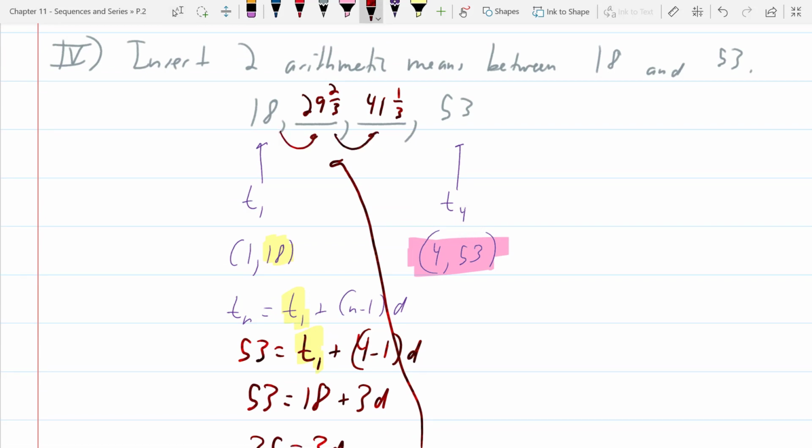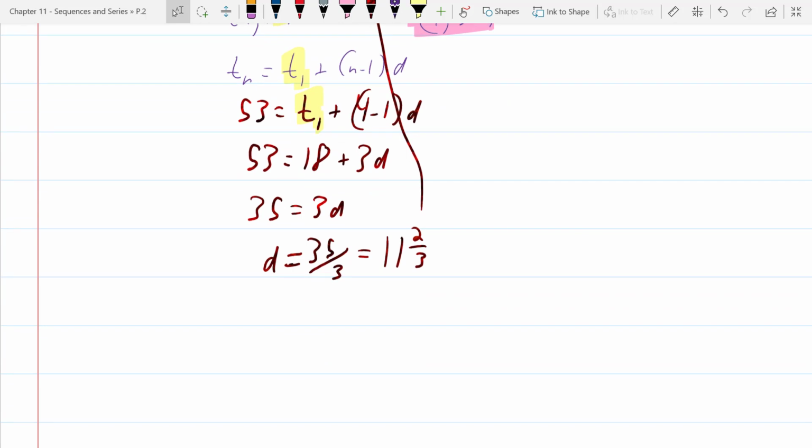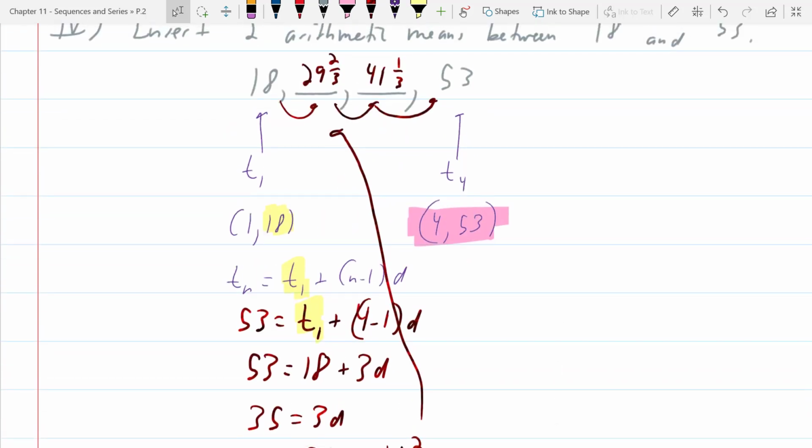So my continuity among all those terms was maintained because I have the correct common difference. So first we find a common difference, and then we apply it on the sequence above.